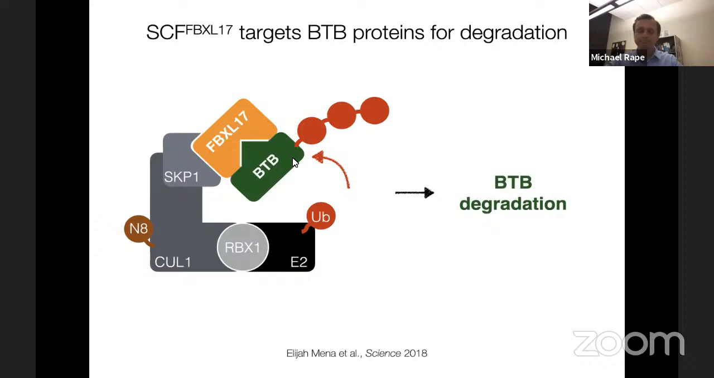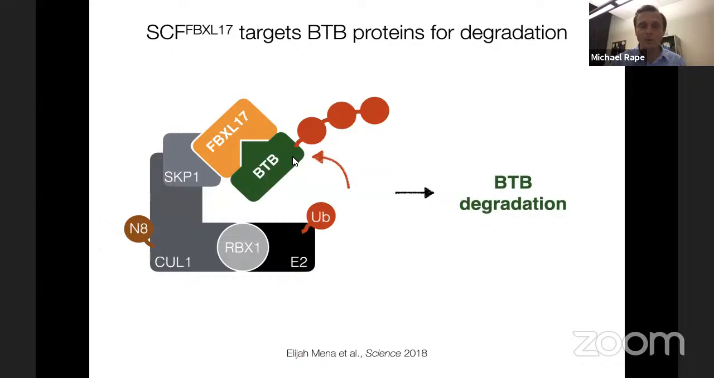Now, the identification of FBXL17 was actually quite straightforward, but what was much more difficult for Elisha was trying to understand when this protein is active. You couldn't simply degrade all BTB proteins at the same time. This would mean that the organisms don't have all these important regulators and they would simply die. So there had to be a layer of specificity that determined when and where these BTB domain containing proteins were degraded.